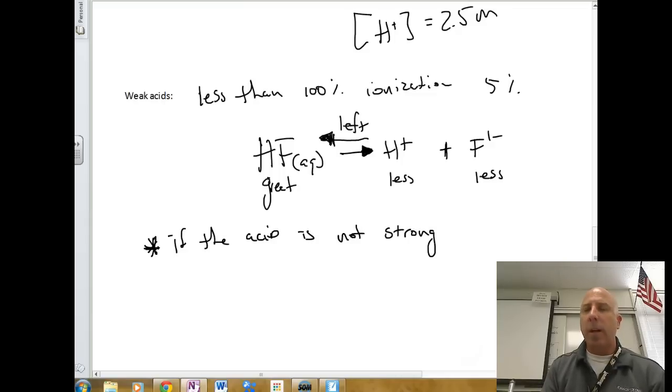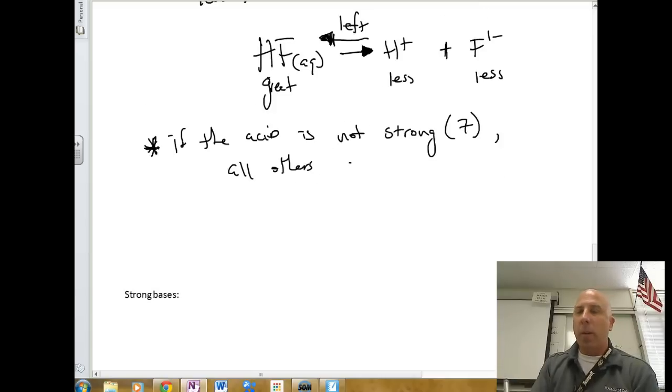So if the acid is not strong, and there are 7 strong acids by default. Again, if the acid is not one of the 7 strongs, all others are weak by default. So any other acid other than one of the 7 strongs, we just consider a weak acid.